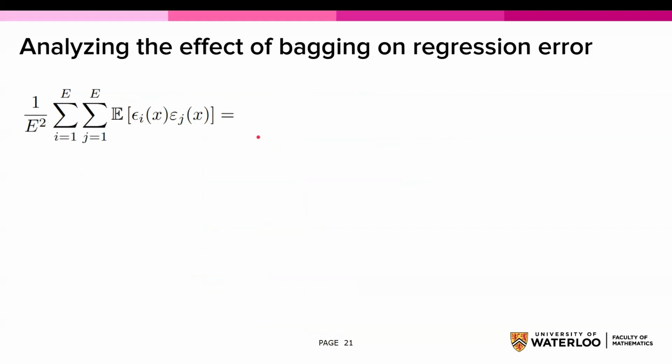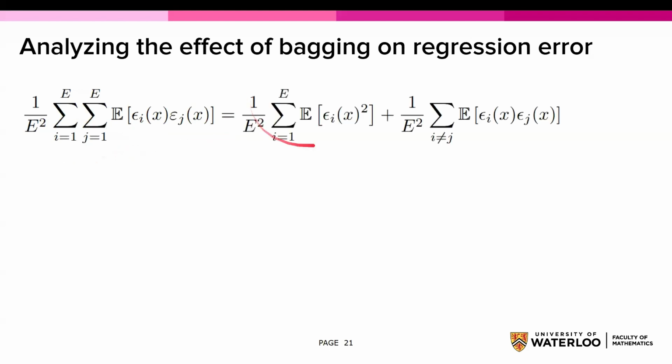All right, so now the challenge is to analyze how these errors interact and affect the final prediction when averaged across multiple models. The key is really going to lie in understanding what happens to the error terms in this double sum here. So this double sum is going to contain two types of terms. There are the diagonal terms where i equals j, and that's going to represent the variance of the individual model errors. And then we're going to have the off-diagonal terms when i is not equal to j, and that's going to represent the interaction between errors of different models.